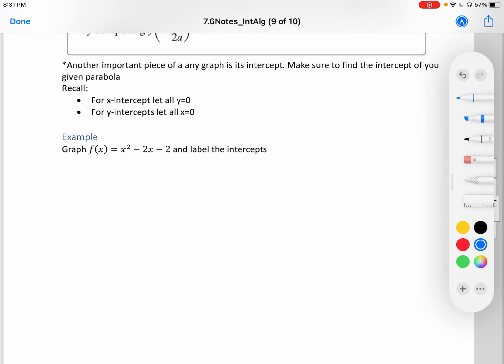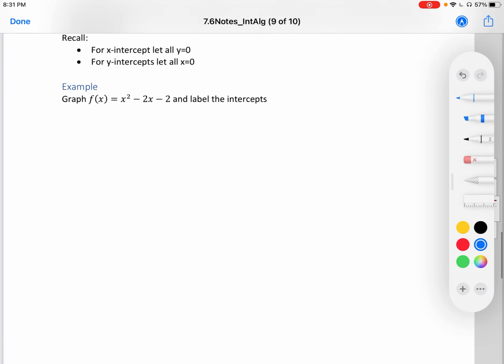All right, another important piece of any graph is its intercepts. Make sure you find the intercepts of your given parabola. For the x-intercept, let all y's be 0. For your y-intercept, let all of the x's be 0.